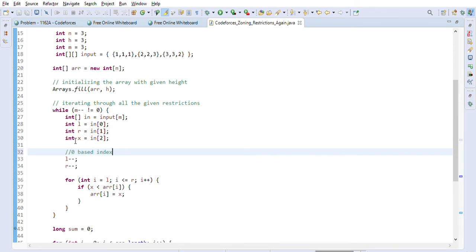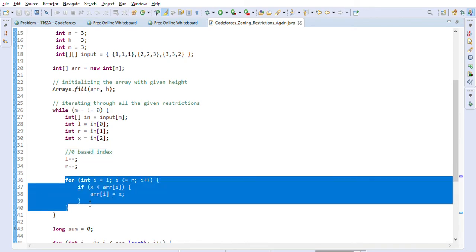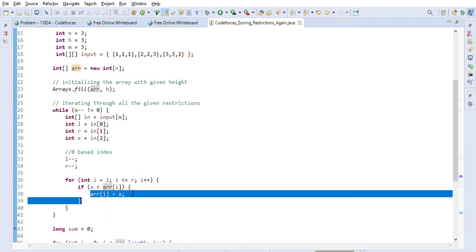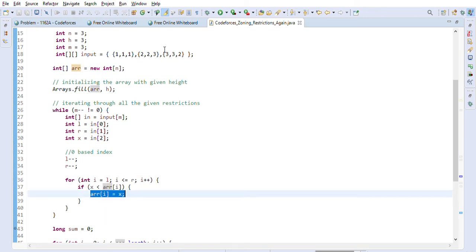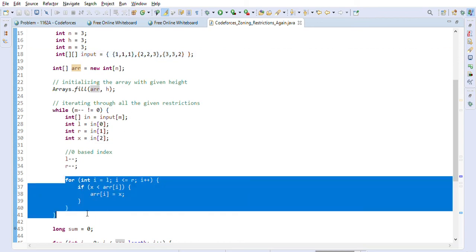Once we get zero-based index values, we will create one for loop and loop from left to right. We will assign the maximum value that is given by the restriction. For example, here we will assign the value 2 in the range 3 to 3, and value 3 in the range 2 to 2. After we are done with this zoning restriction, we will go to the next one.